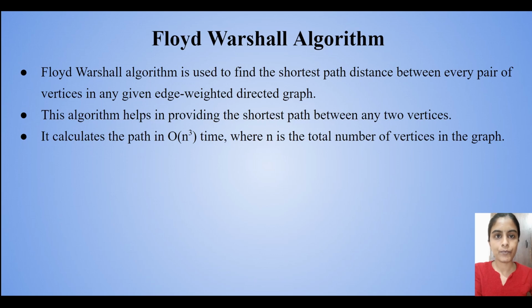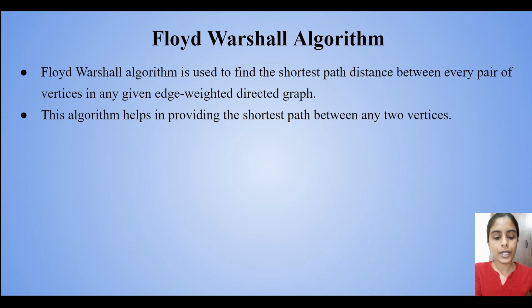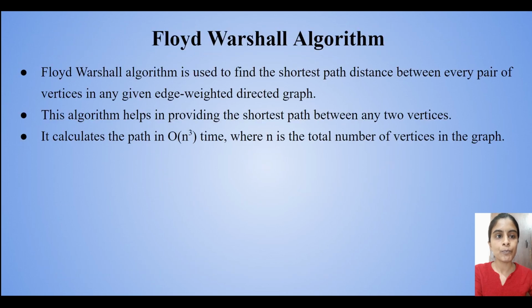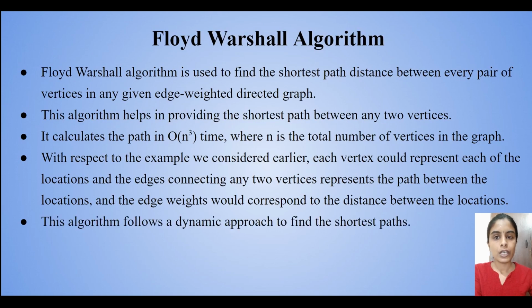vertices in the graph. Now, by correlating this with the previously considered example, we can say that each vertex would correspond to each of the locations, and the edges that connect each of these vertices would correspond to the path between the respective locations. And for an edge weighted graph, the edge weight would correspond to the distances between the respective locations. This algorithm is said to follow a dynamic approach in finding the shortest path.